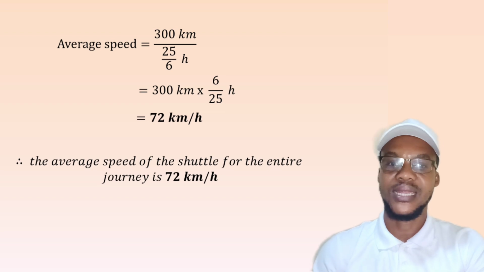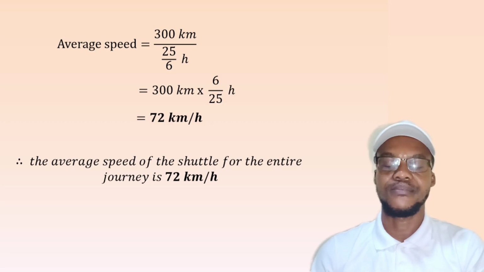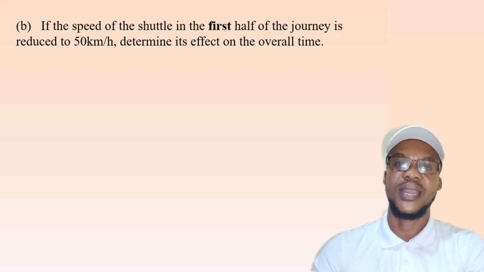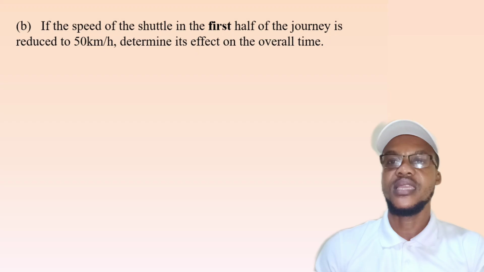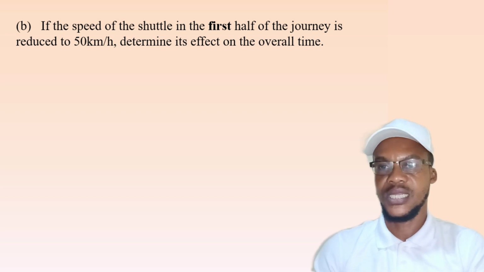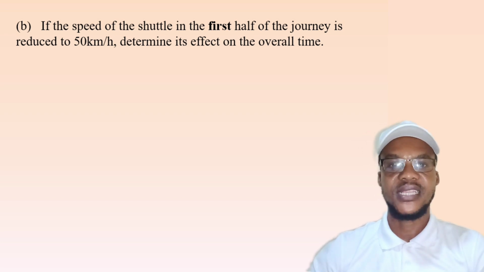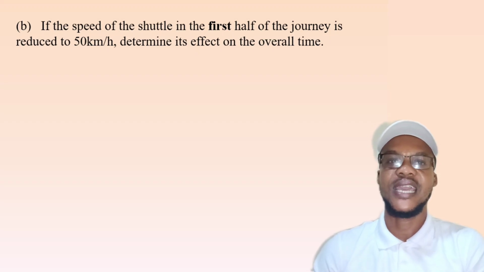We can then conclude that the average speed of the shuttle for the entire journey is 72 kilometers per hour, and that answers our first question, that's the A. Okay, if that's the case, then let's look at the second one, which is the B part. For the B, it is saying that if the speed of the shuttle in the first half of the journey is reduced to 50 kilometers per hour, we have to determine its effect on the overall time.